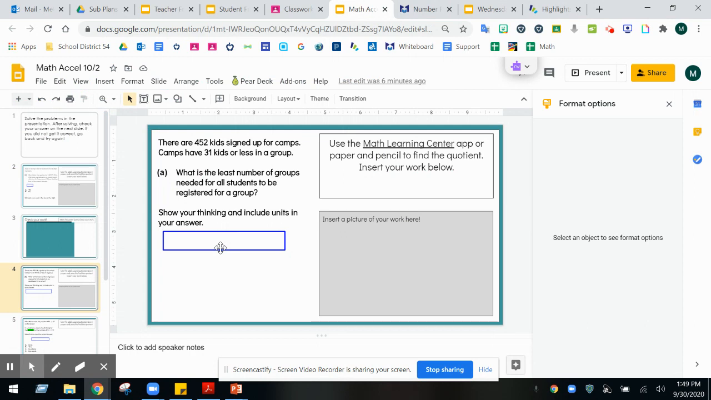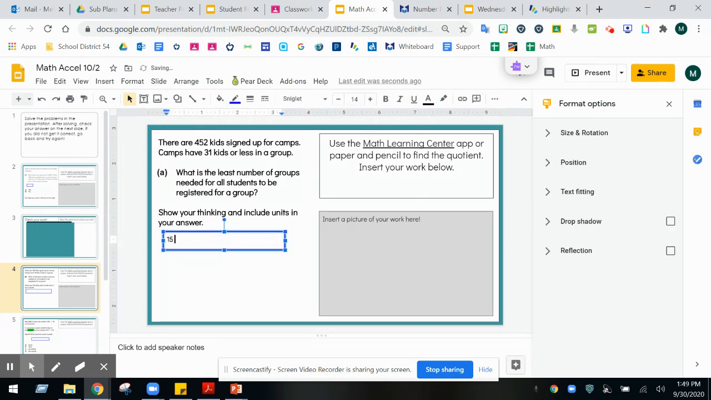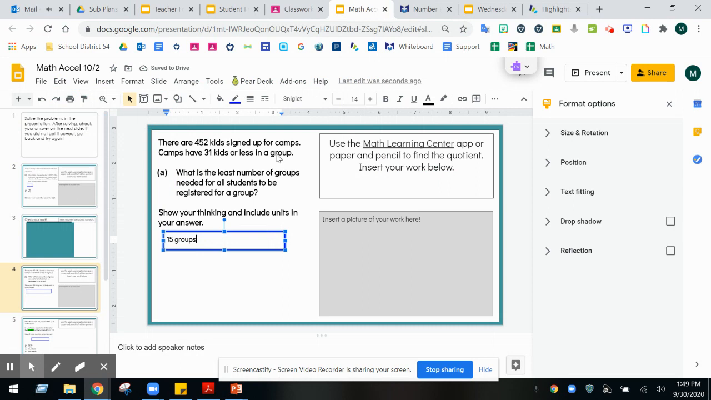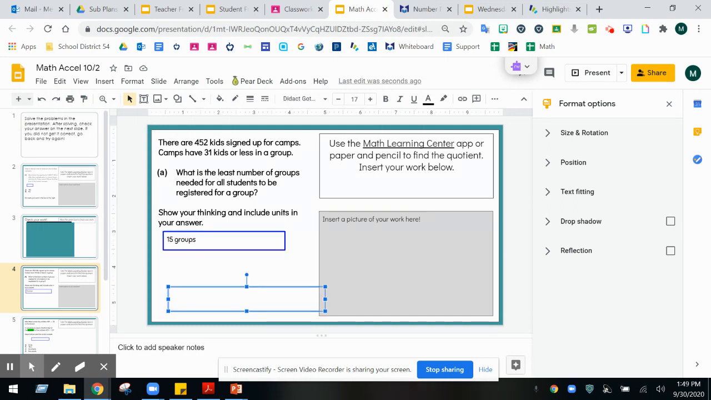So in my box, I would write 15 groups. And I would paste my work over to the side. So thanks for problem solving with me today. Remember, as you're solving problems, think about what the story is telling you and what makes sense. In this problem, we don't want to leave any kids out of the camp, so we're going to go up to the next whole number when we're making groups.